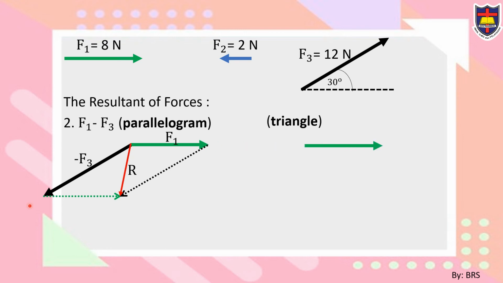Draw F1 8 cm to the right, and then minus F3 12 cm to the bottom with the head of F1 to the tail of F3, and draw the resultant from the tail of F1 to the head of F3, so the red vector is the resultant.